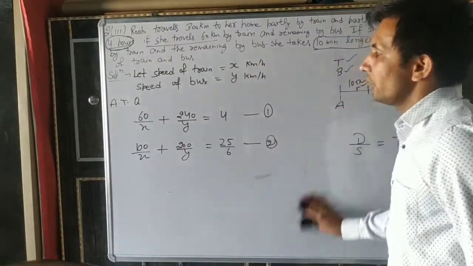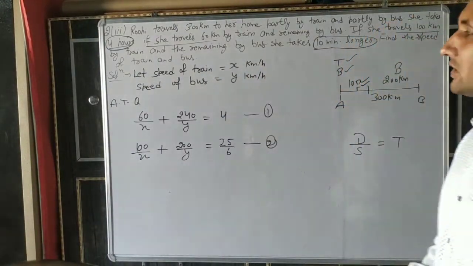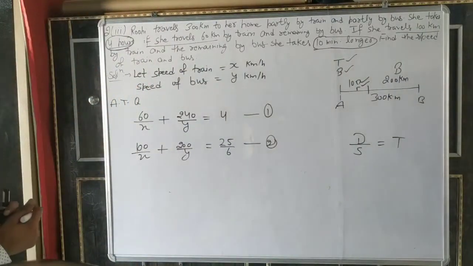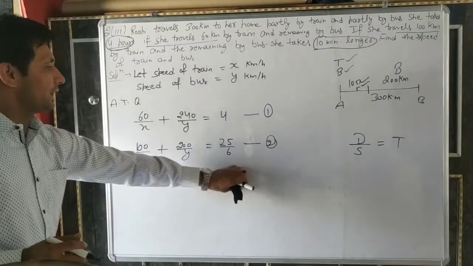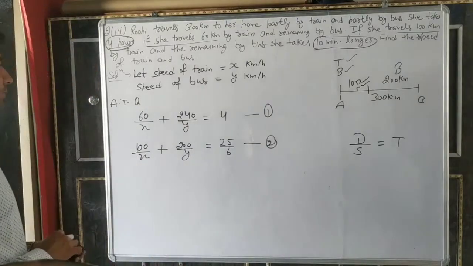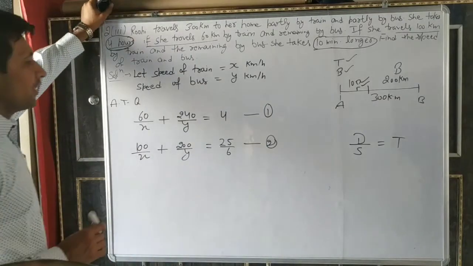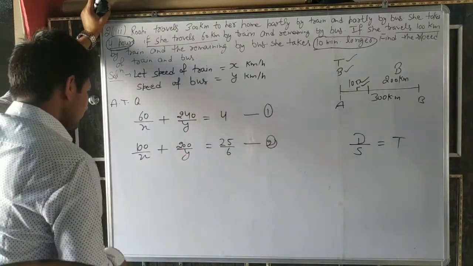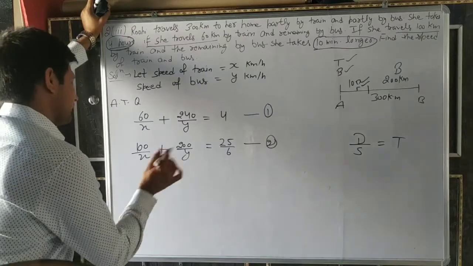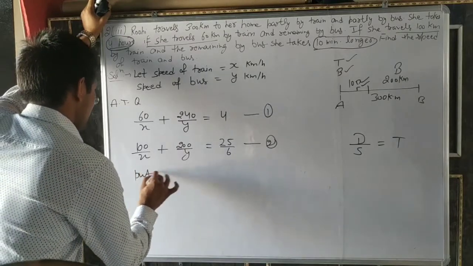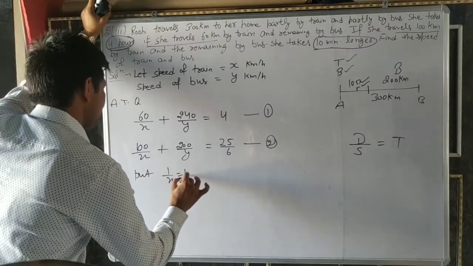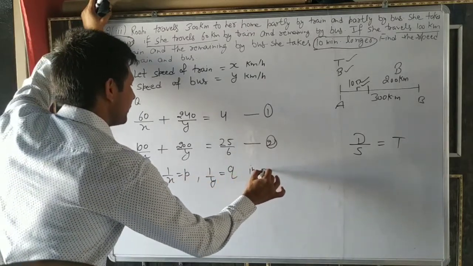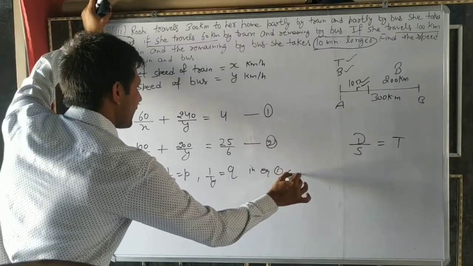And I think you can solve it. You have to solve it yourself. We have already made the equations. Please solve it yourself. Understand? So what will we do? Look at it. Otherwise you can take common also, because of the 4. Or you can put 1 by x equal to p and 1 by y equal to q in equations 1 and 2.